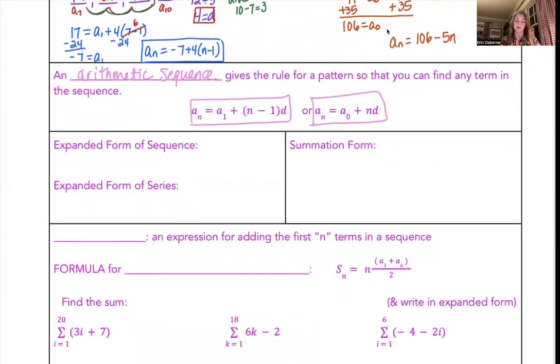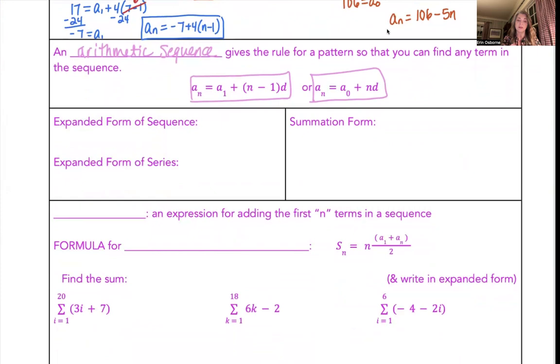Okay, expanded form of a sequence. Make sure you use commas. So, whatever sequence I want to think of, even the Fibonacci sequence real quick, it has to be separated by commas and ended in dot, dot, dot if it goes on forever.